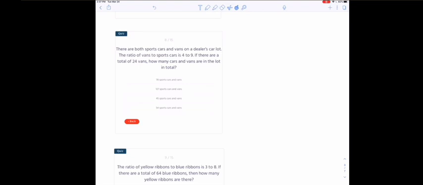It says, there are both sports cars and vans on a dealer's car lot. The ratio of vans to sports cars is 4 to 9. If there are a total of 24 vans, how many cars and vans are in the lot in total? So it tells us ratio vans to sports cars. Remember, the first word belongs to the first number. So vans is 4. Second word, second number, 9 is to sports cars.